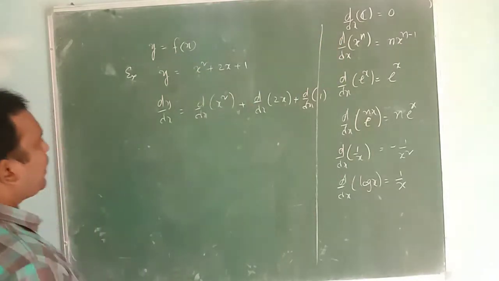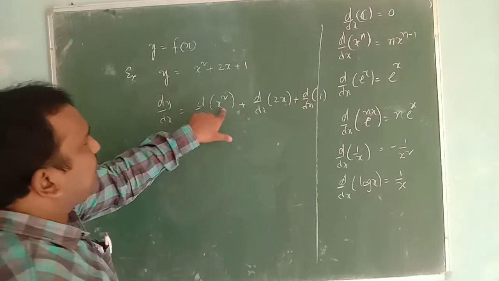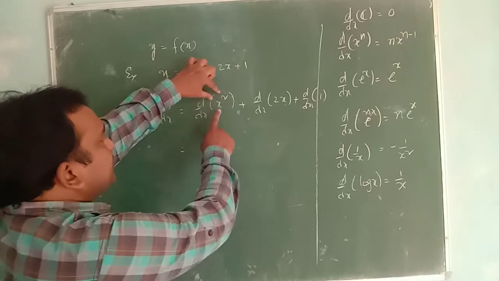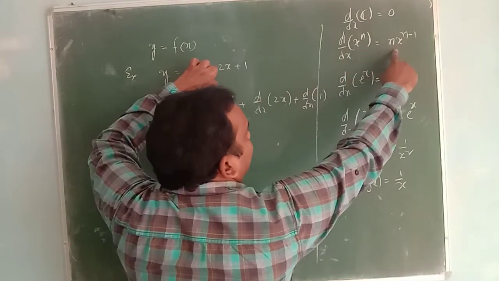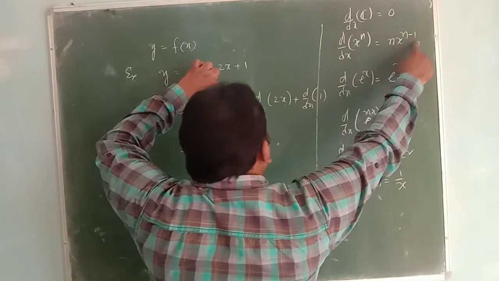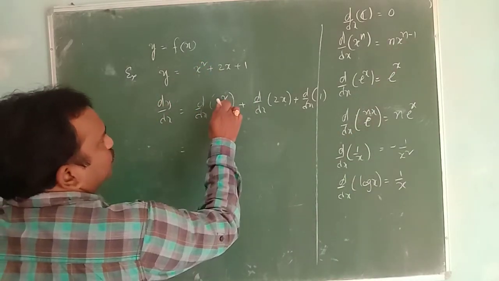Okay. Now, according to this formula, see, d by dx of x square is here. It is in the form of x power of n. X power of n differential formula n into x power of n minus 1. So that is equals to n here 2.